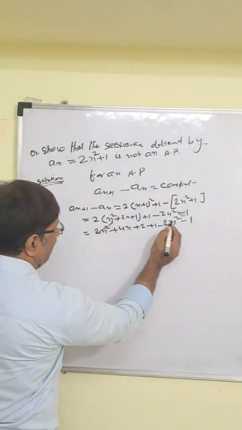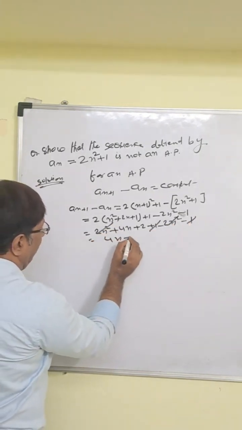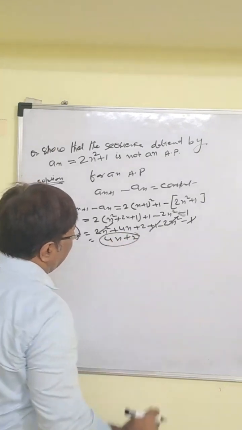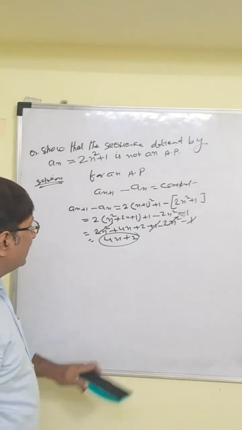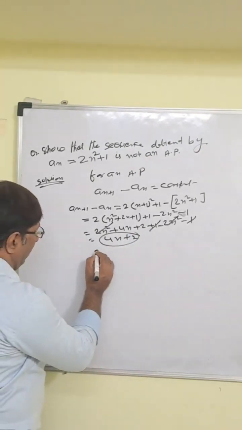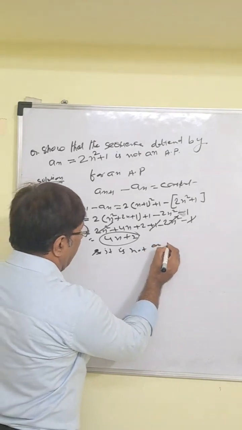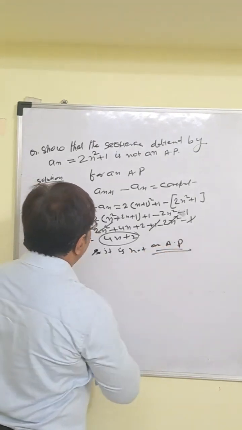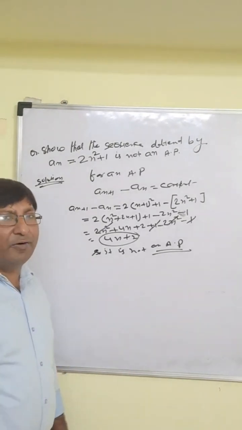So we can write 2n square plus 4n plus 2 plus 1 minus 2n square minus 1. The 2n square cancels out, and the 1 cancels out. So we are getting 4n plus 2. This is not a constant term, it depends on n. So it is not in AP. So if a_(n+1) minus a_n is not a constant term, it is not in AP.